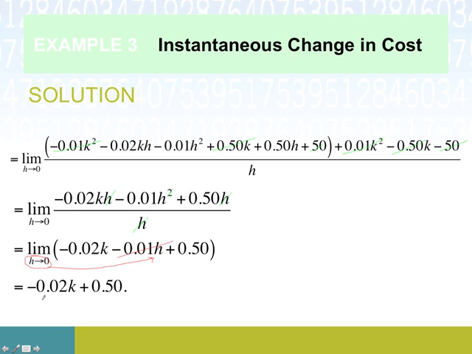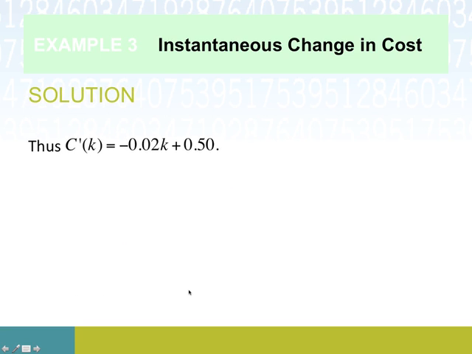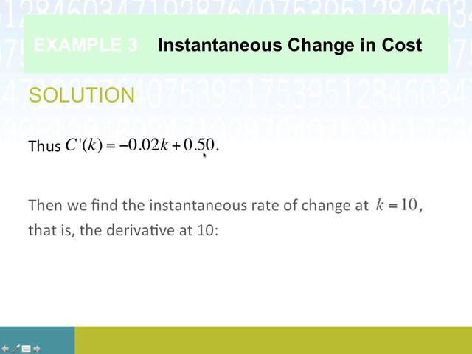So this right here is a derivative function. It is a machine that we give an amount of kettle corn and it spits out how quickly cost is changing. Not just what is the cost, but how quickly cost is changing. So it relates to cost in that fashion. So we say c prime of k equals this stuff, negative 0.02 k plus 0.5.